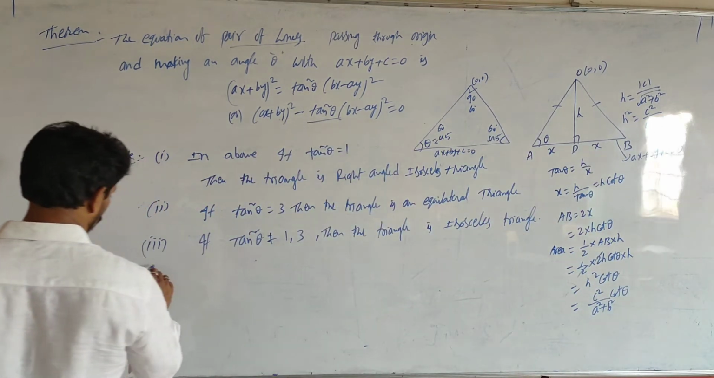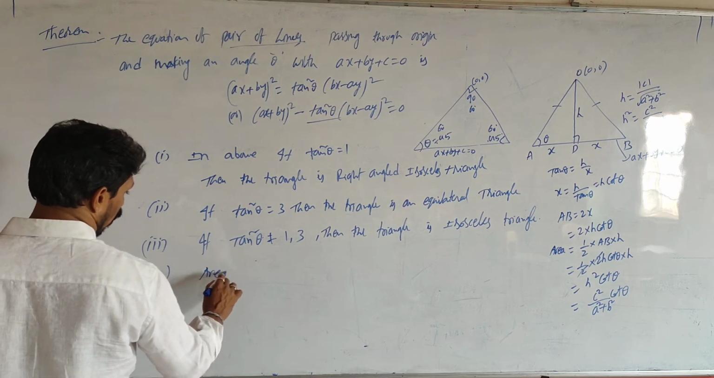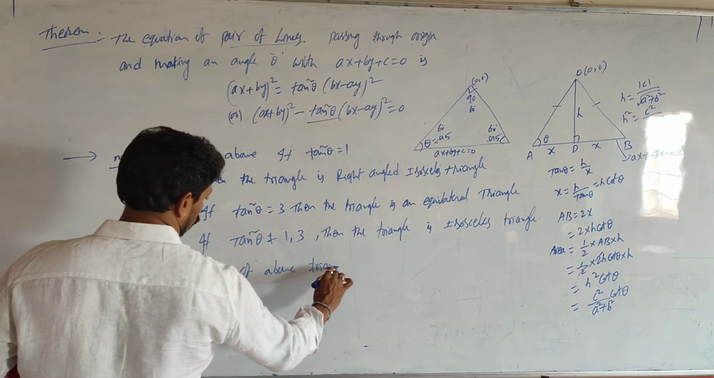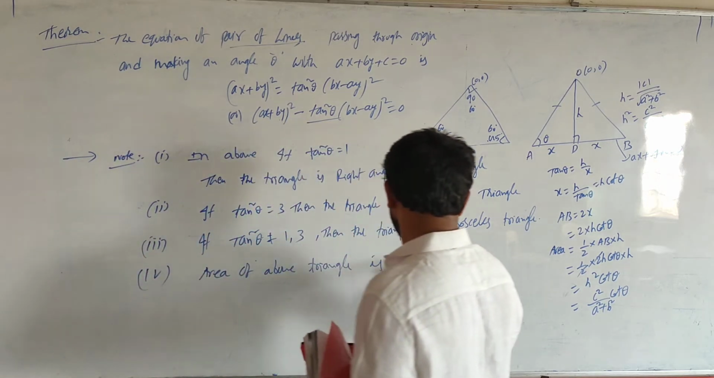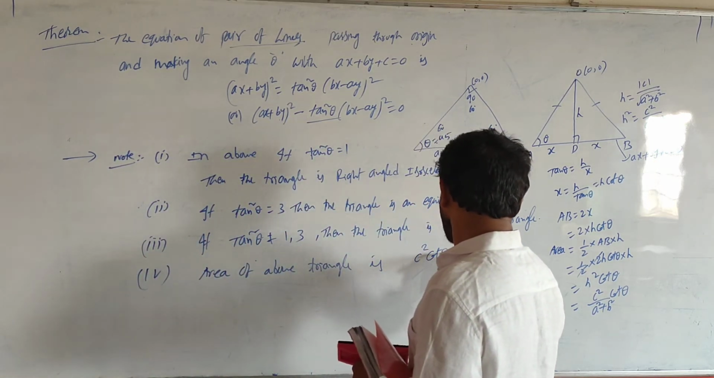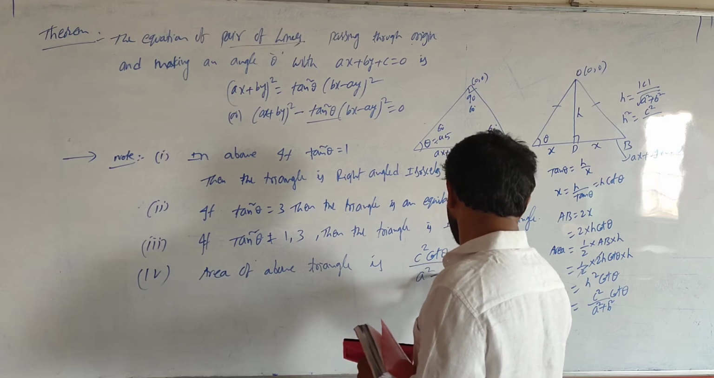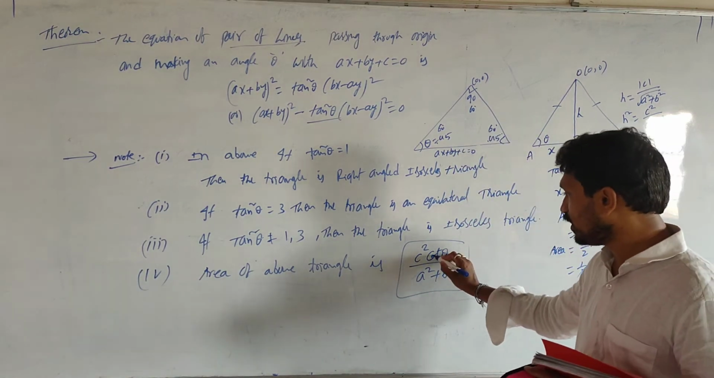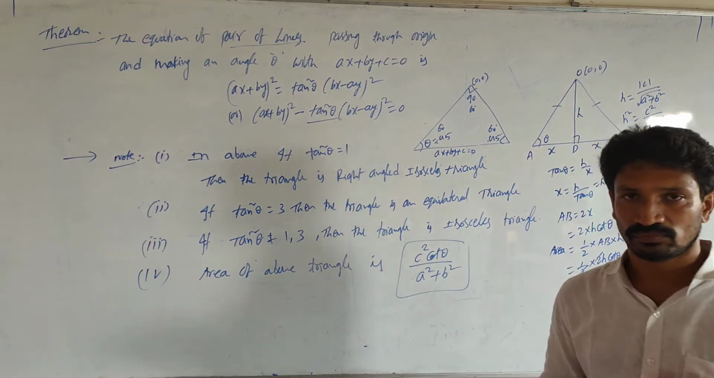So what is the first point? Area of the above triangle is c square cot theta by a square plus b square. Very, very important formula. It is cot.